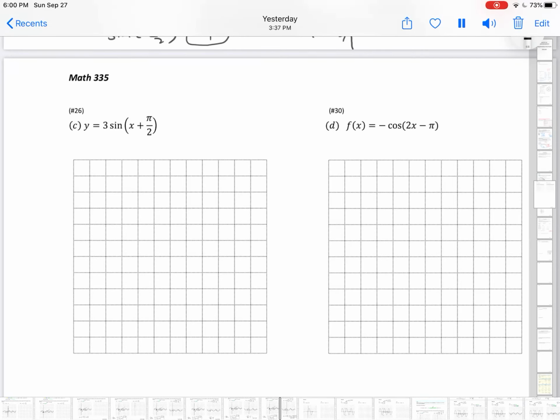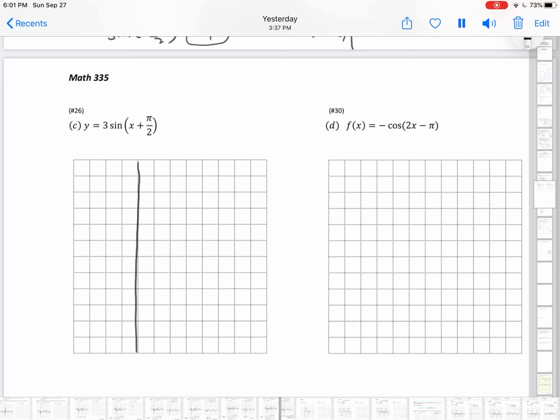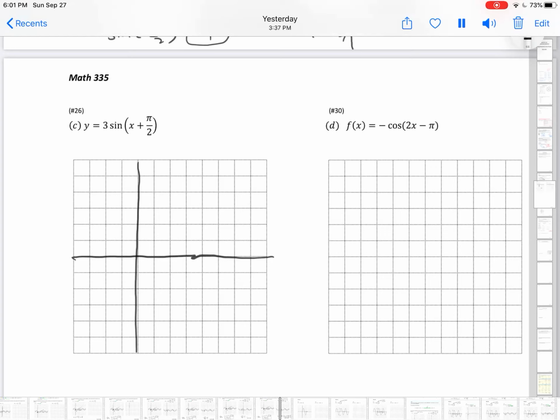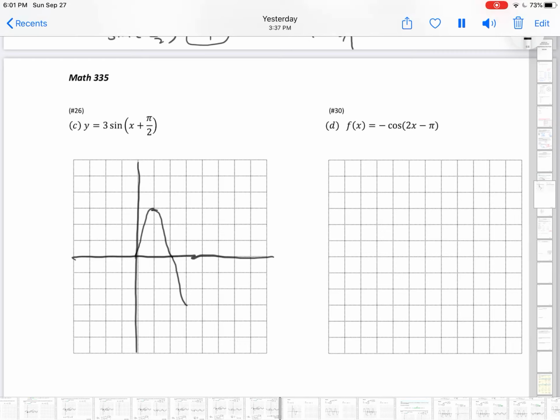So if I go and graph this guy, what's going to change? What's going to change is I got an amplitude of 3. So if I go one thing out, 1, 2, 3, up top, 1, 2, 3 down, 1, 2, 3 down.